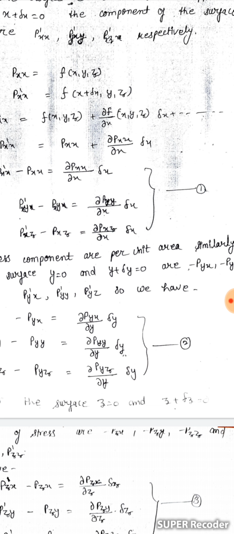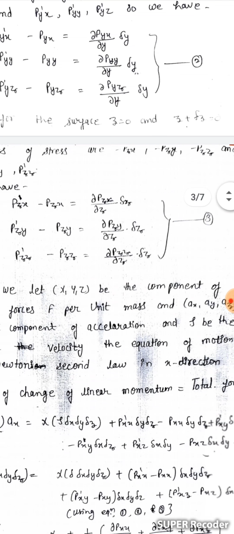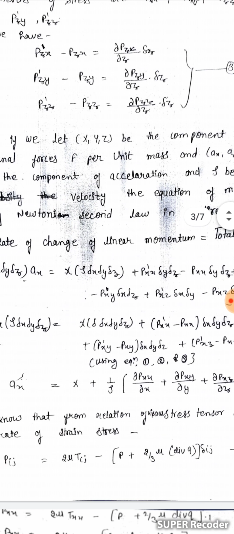Similarly, for the surface z equal to 0 and z plus delta z, the components of stress are: P'zx minus Pzx is equal to delta Pzx upon delta z into delta z, P'zy minus Pzy is equal to delta Pzy upon delta z into delta z, and P'zz minus Pzz is equal to delta Pzz upon delta z into delta z. This is our equation number 3.